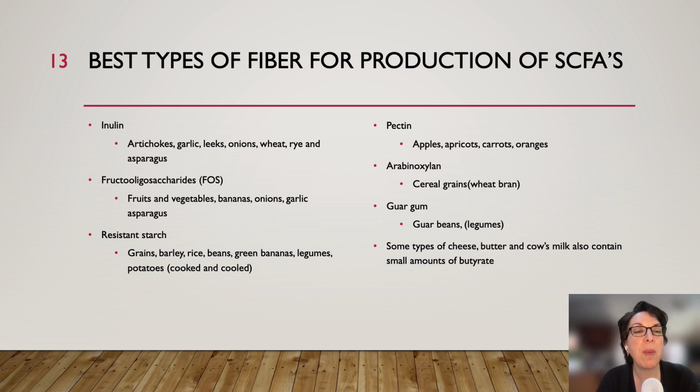Resistant starch is from potatoes, as I mentioned before, and also grains, barley, wheat, rice, beans, green bananas, and legumes. Pectin comes from apples or apricots, carrots, and oranges. Arabinoxylan comes from cereal grains such as wheat bran. Guar gum comes from guar beans and also legumes. And there are also some types of cheese, butter, and cow's milk foods which contain small amounts of butyrate.